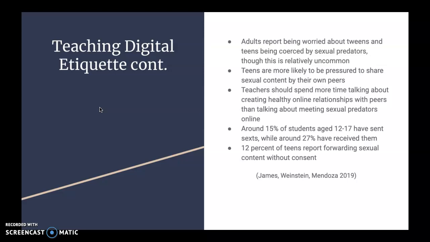Teens are actually more likely to be pressured to share sexual content by their own peers. Teachers need to spend more time talking about creating healthy online relationships with peers than talking about meeting sexual predators online. Everyone's scared of those sexual predators, and rightfully so. But studies show now the biggest worry is their own peers trying to coerce them into doing things. Around 15% of students aged 12 to 17 have sent sexts, and around 27% of people have received them. That means 12% of teens report forwarding sexual content without consent. That's a scary number.